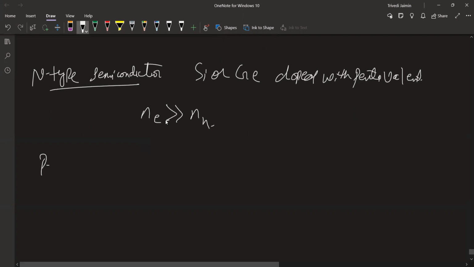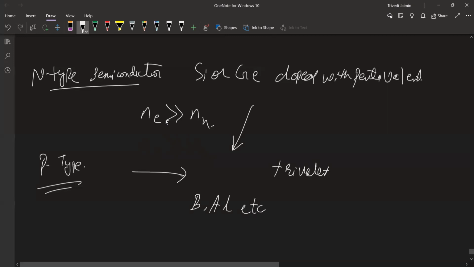In p-type, it is doped with trivalent impurity, like B, Al, etc. In p-type, holes are the majority carrier. In n-type, holes are the minority carrier.